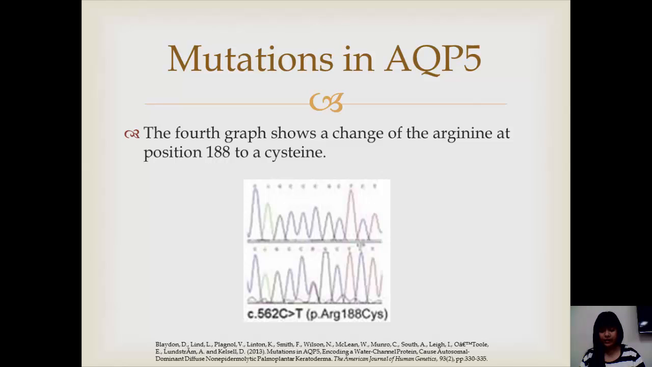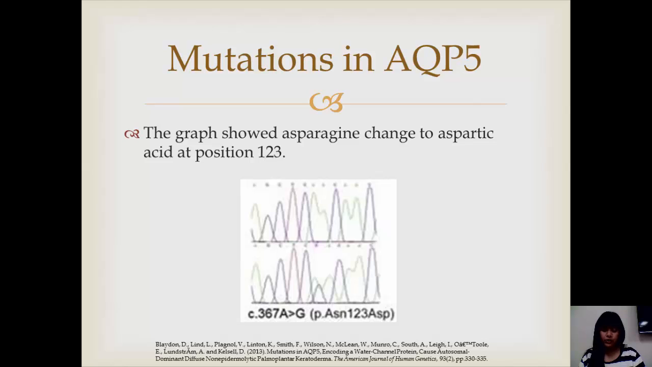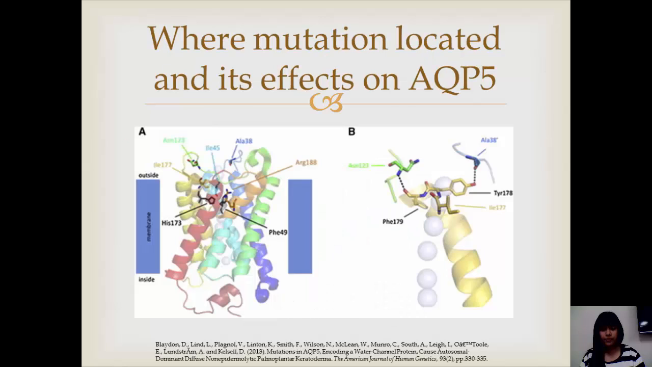And finally, this graph shows that at position 123, asparagine changed to aspartic acid. I will now go through where these specific mutations occur on the aquaporin 5 and what type of effect they have on the water channel protein.